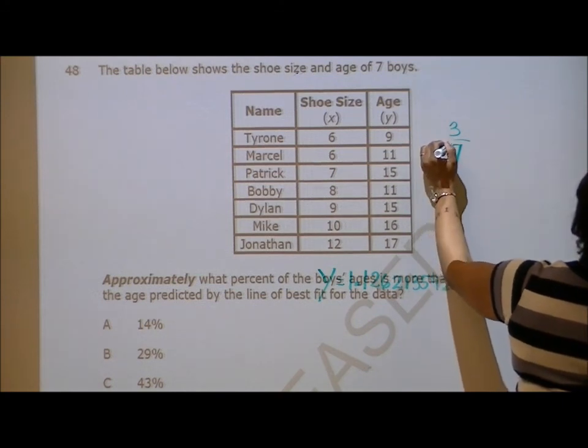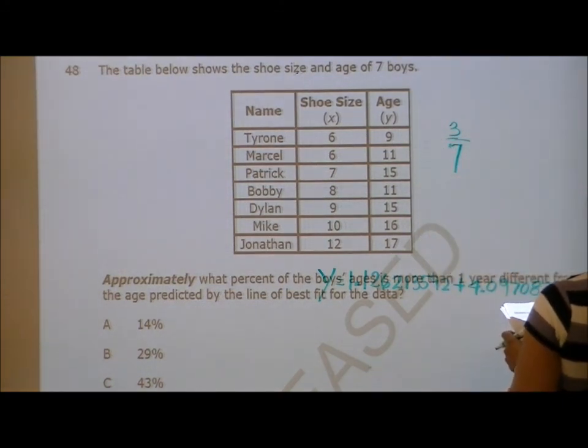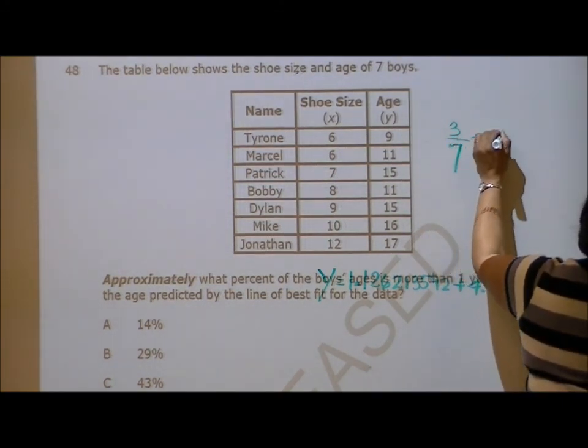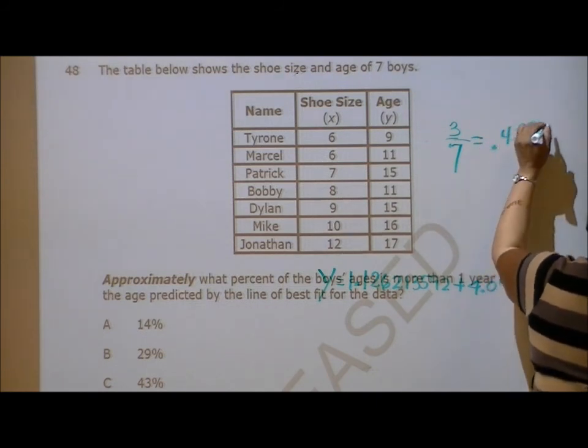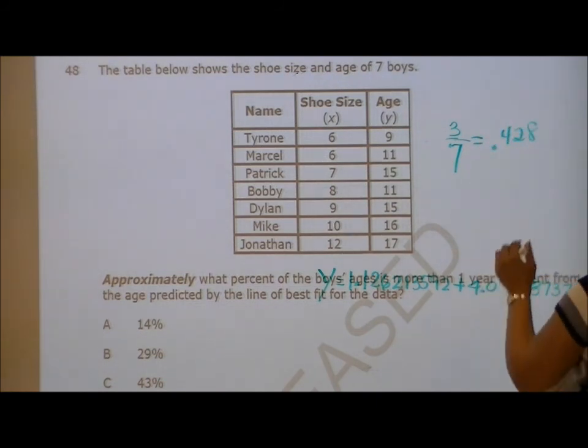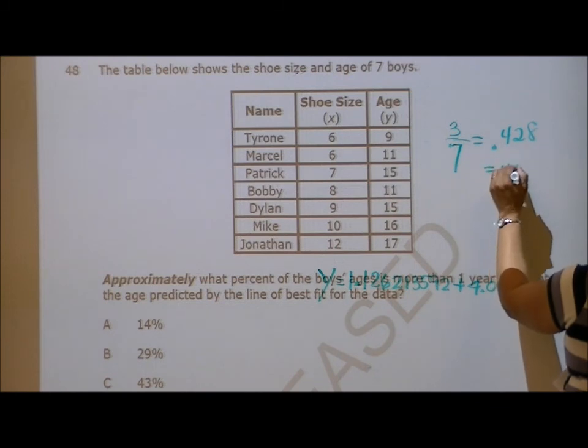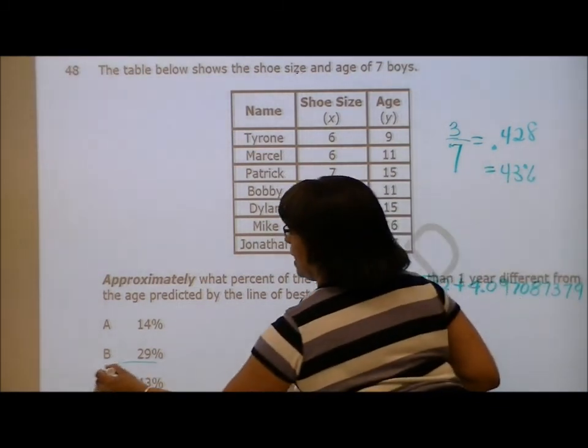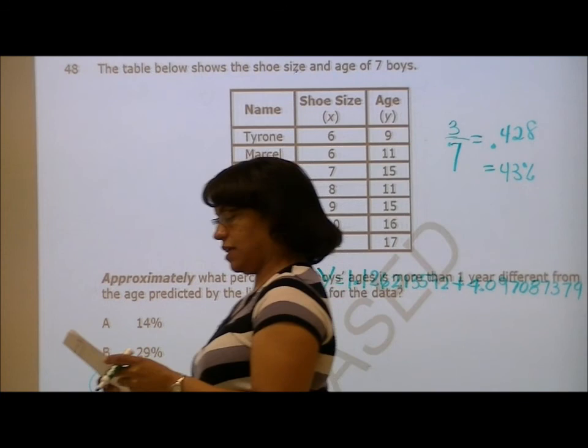So you would just do 3 divided by 7, and you can use your calculator if you want. You get 0.428, but when you make that a percent, that goes to 43%, because you round up because of the 8. So 48 is C.